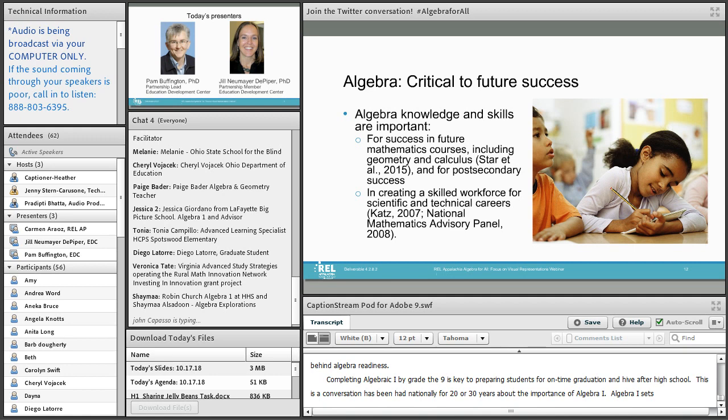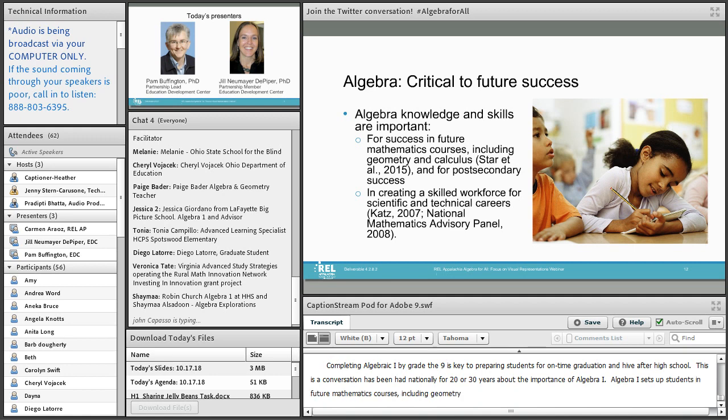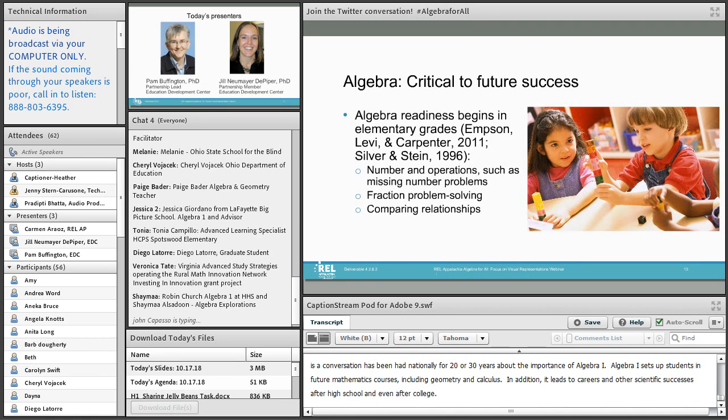In addition, algebraic knowledge and understanding leads to careers and other scientific successes after high school and even after college. However, we like to make the distinction that algebra readiness begins well before Algebra 1 coursework. It really begins in elementary grades.